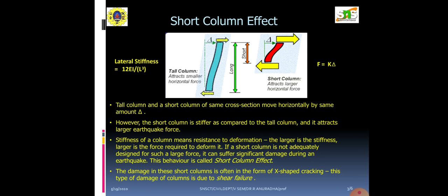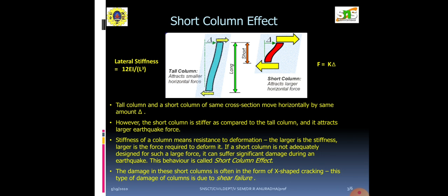So what is the difference between the short column and long column effect? You all know force is equal to stiffness, K, into displacement. Lateral stiffness is 12EI by L cubed. In a tall column, when horizontal forces occur, there will be a displacement or drift, and the column will move. But a short column attracts larger horizontal forces, so the displacement will be very large.